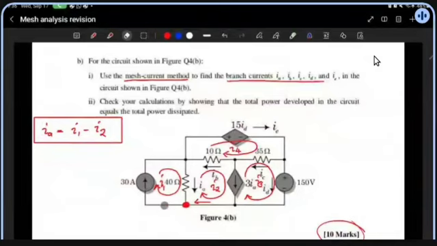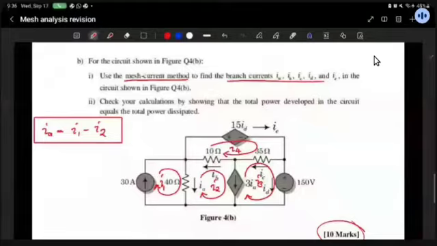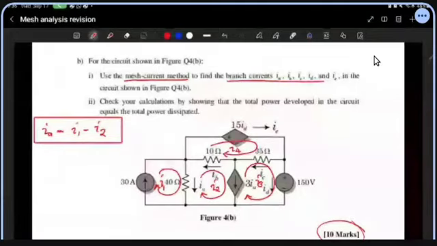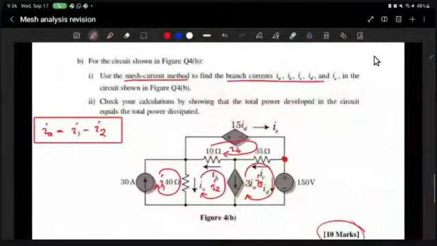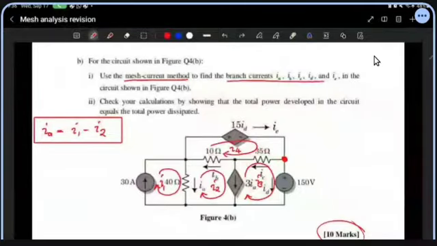In the same way, let's say we wanted to know IC. IC is here. So I can pick that node on this side. For this one, I see that I4 enters that node. I'm using the mesh currents, remember? IC leaves that node. Remember, I'm only analyzing for one branch current. The other two must be mesh currents. IC leaves.